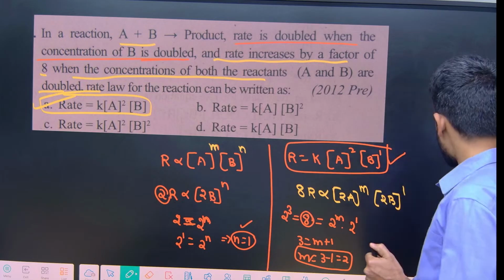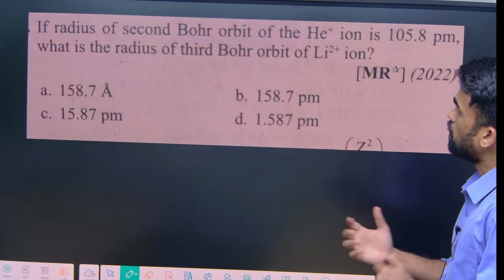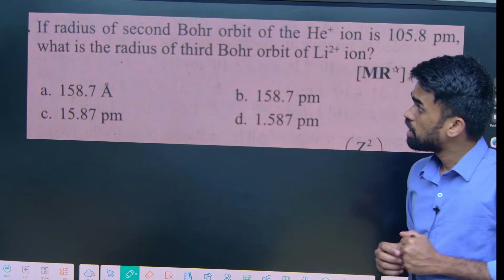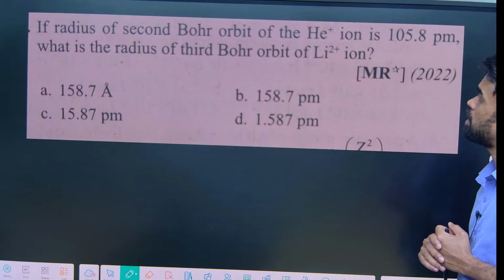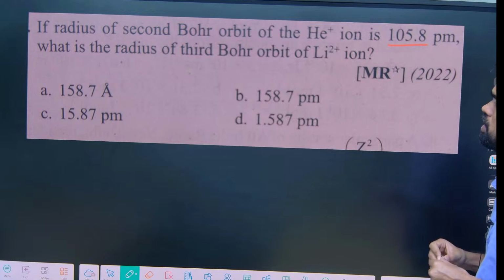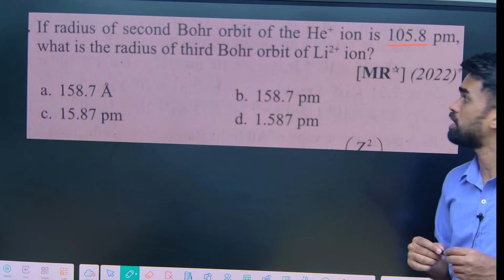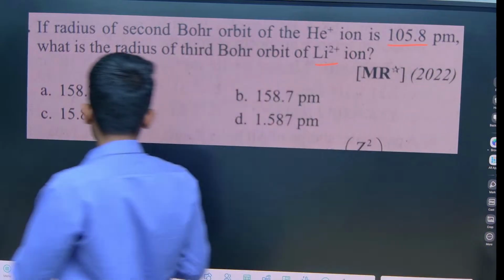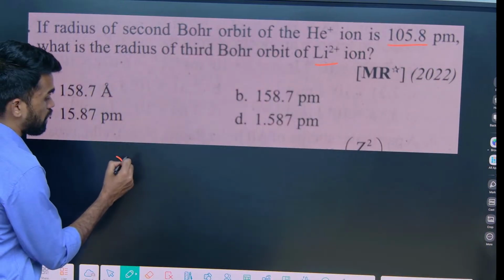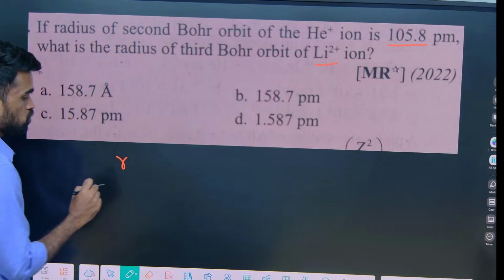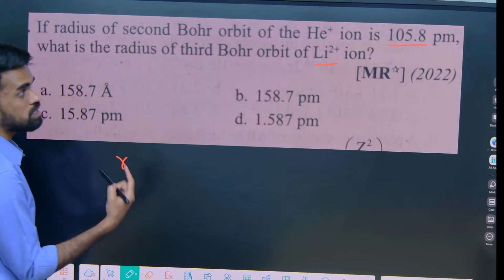Right, let's move forward. Look at this question. The question says, if the radius of the second Bohr orbit of helium ion is 105.8 picometers, then the radius of the third Bohr orbit of lithium plus 2 ion is. See, what is the formula for lithium or helium ions? These are Bohr model questions. The Bohr model is applicable only for single electron species.